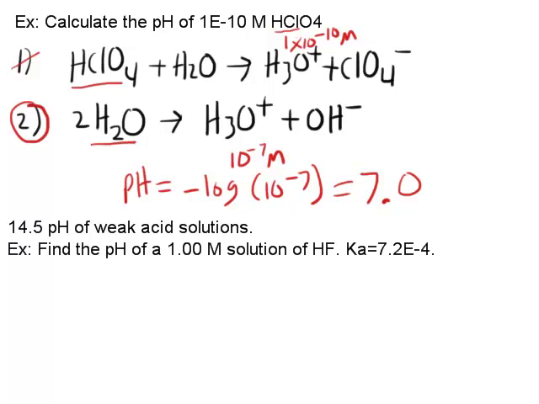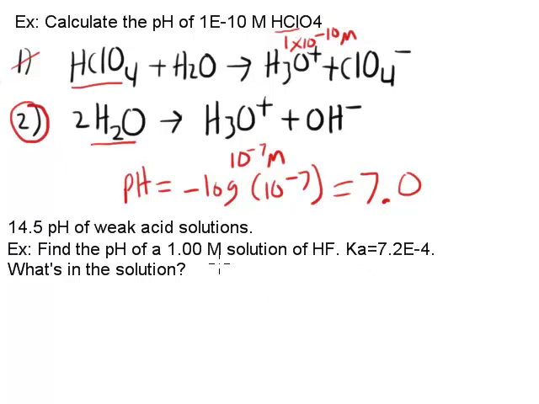For example, find the pH of a 1 molar solution of hydrofluoric acid. The equilibrium constant for hydrofluoric acid is 7.2 times 10 to the negative 4th. So a good question to ask yourself is, what's in the solution? Well, it's a weak acid. The dissociation of HF is a reactant-favored reaction because our K value is so small.